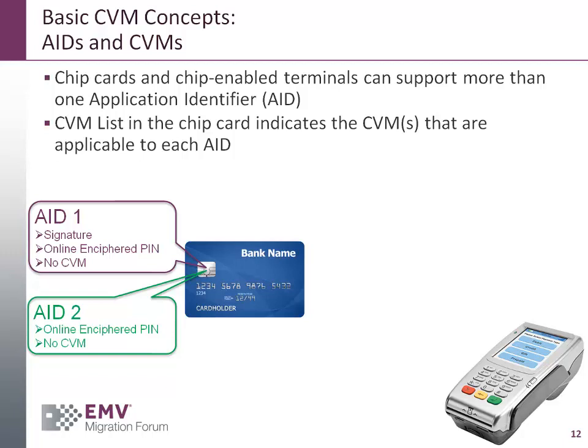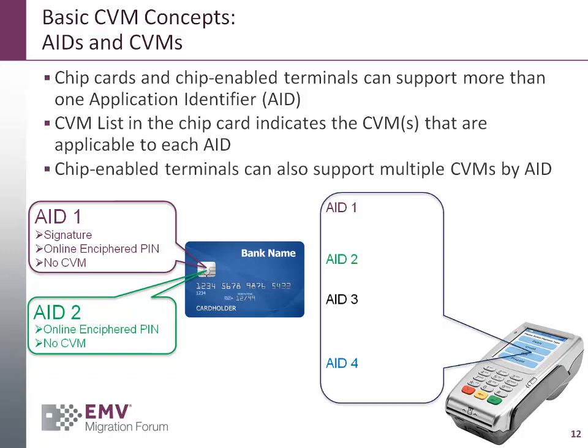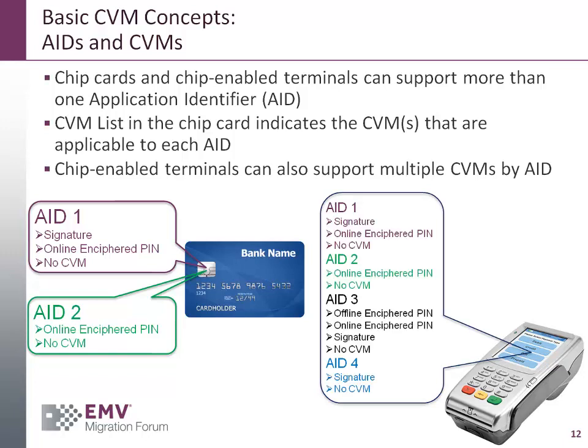The CVM list is included in the chip card as part of the card personalization process. Chip-enabled terminals can support multiple AIDs. Each of those AIDs can support multiple CVMs.